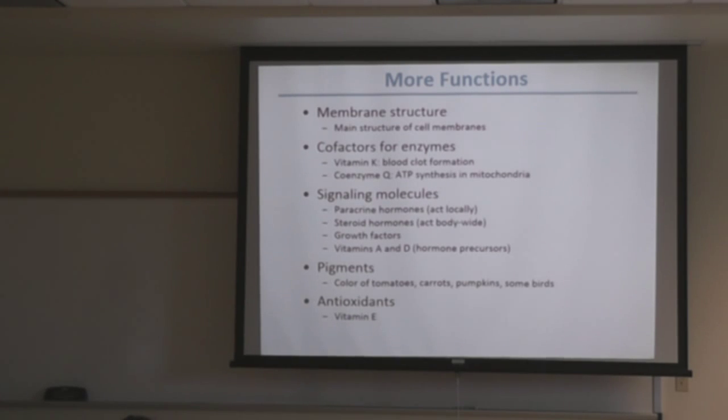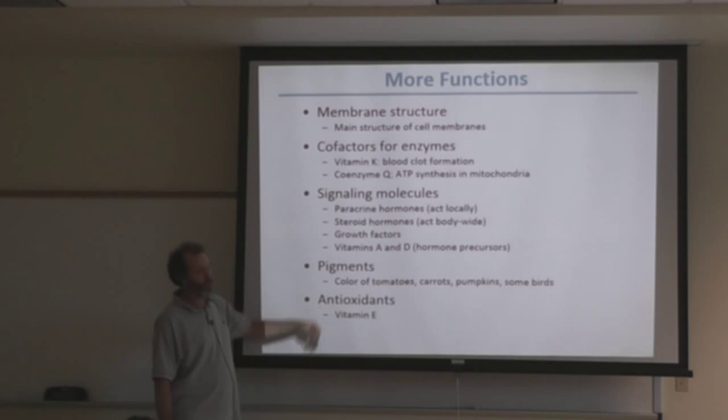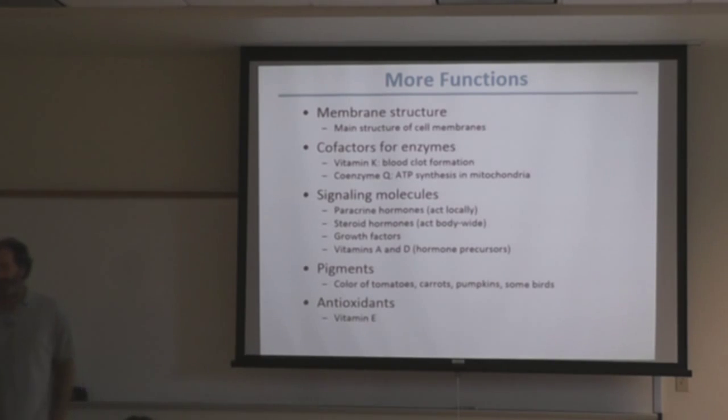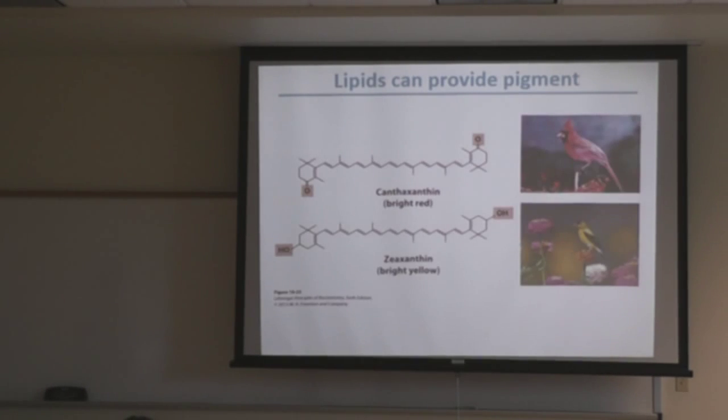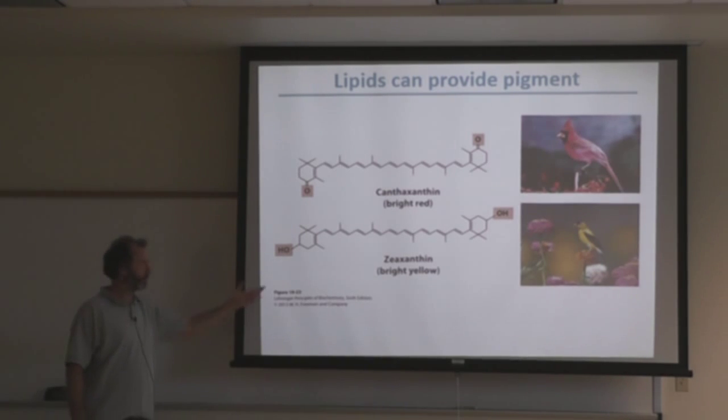Oftentimes pigments are lipids, so the color of tomatoes, carrots, pumpkins, and birds. And then antioxidants also, vitamin E is an example of an antioxidant. That's a lipid-soluble antioxidant. And this shows you the pigments. Just the little differences cause a difference in the wavelength of light it's going to absorb, which will alter the color it reflects back, right?